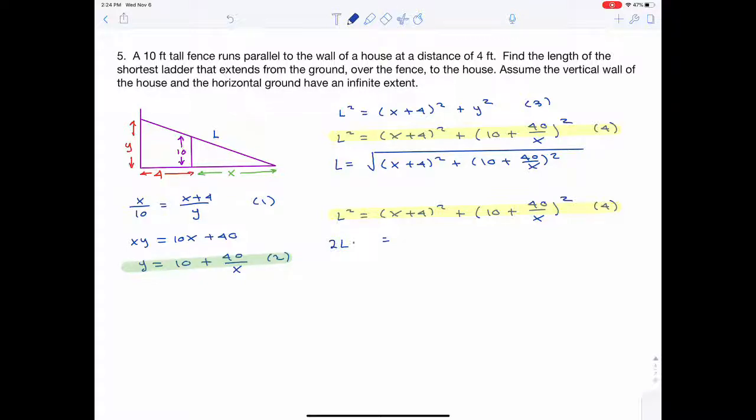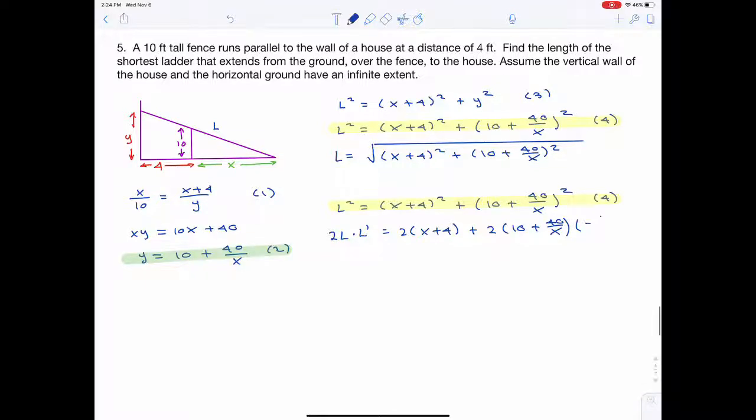So 2L times L prime equals the derivative of this stuff. And the derivative, I'm just going to do it as is. Applying chain rule, this is 2 times x plus 4 plus 2 times 10 plus 40 over x. Decrease that exponent by 1 times the derivative of that inner, which is just going to be negative 40 over x squared. Okay? And let's start cleaning this up a little bit. A couple things I noticed right off the bat is that I have a 2 that I can cancel out of those 3 expressions.